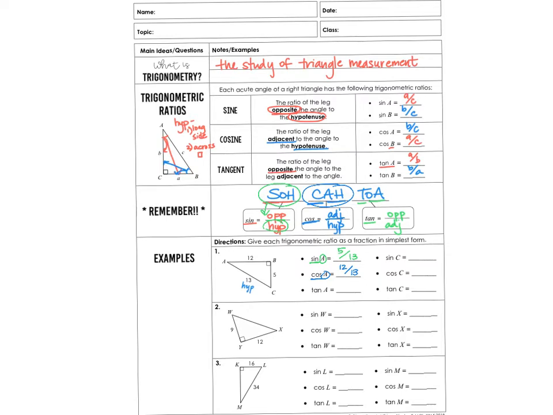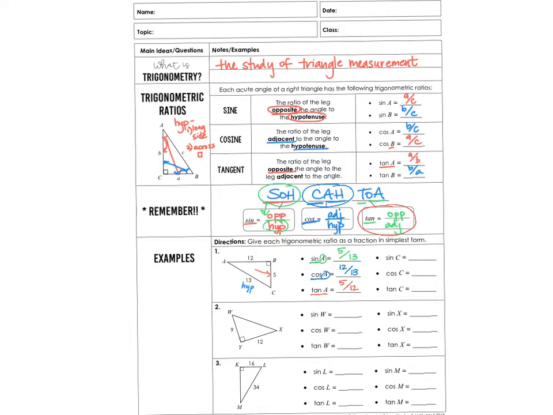Now let's look at the tangent of A. We're still looking at angle A. The tangent is opposite over adjacent. So the opposite side is 5 over the adjacent side, which is 12. Now, if those would simplify, we would simplify them, but these don't simplify.